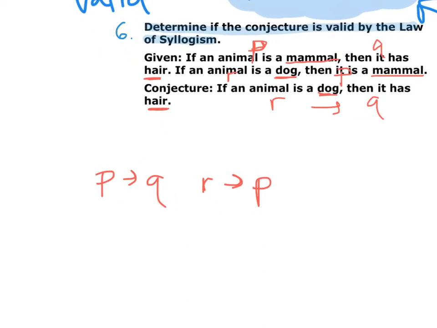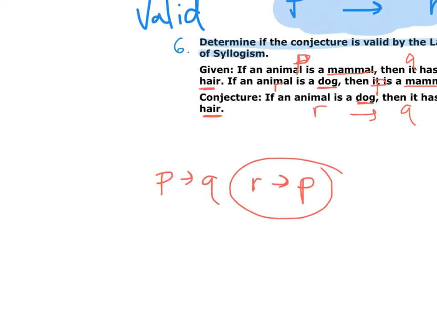So we have our two sentences, which just from looking at it, we can see that the two in the middle are not the same. However, in this case, you can switch the second sentence to come first before the first one. So we can say, if an animal is a dog, then it is a mammal. If an animal is a mammal, then it has hair. So we can take the second sentence and move it in front of the first sentence. So therefore we would have R then P and P then Q.